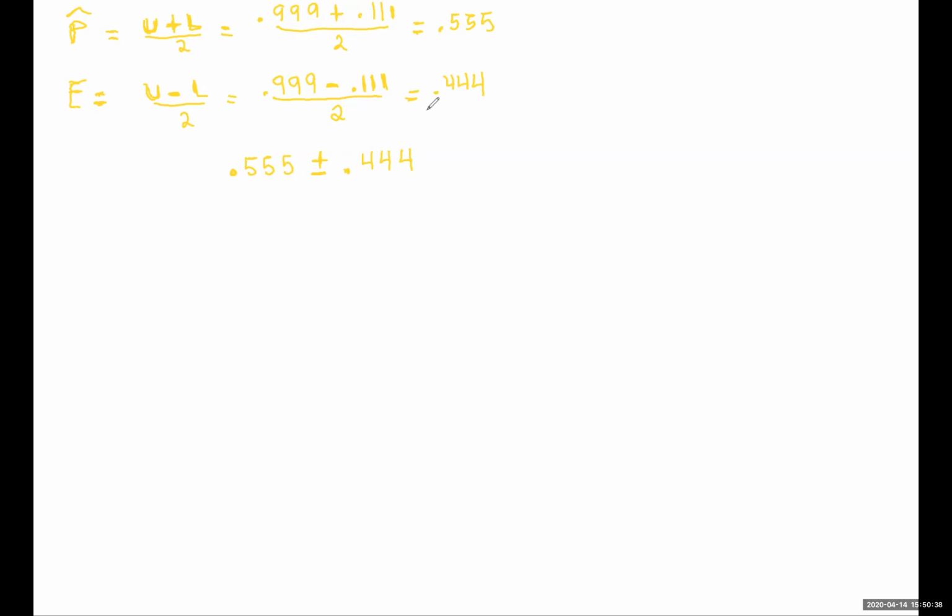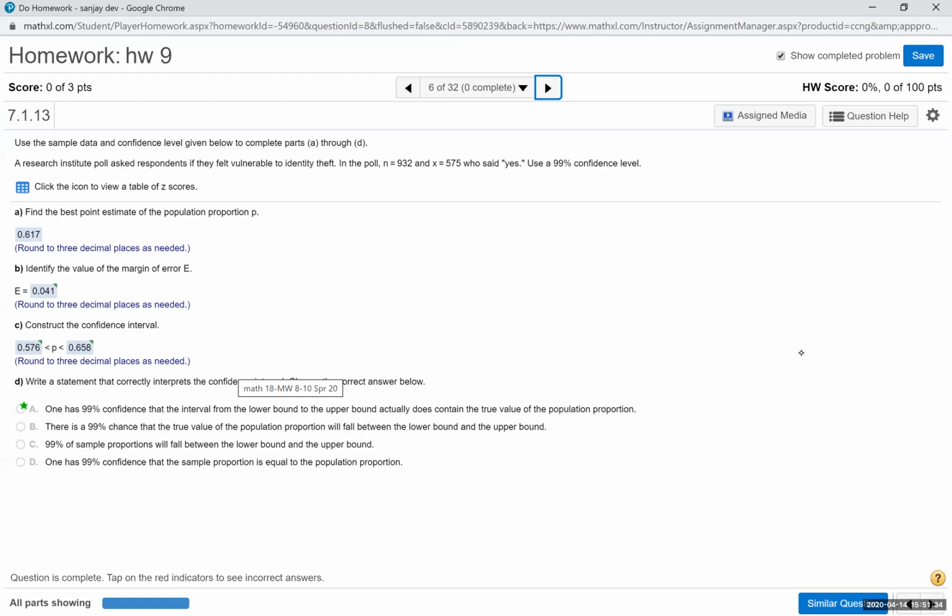Okay, so number 6 says use the sample data and confidence level given below to complete parts A through D. A research institute poll asked respondents if they felt vulnerable to identity theft. In the poll, N is 932, and X, 575, said yes. So that's what we know. Now, remember, this is not the entire population. It's a sample. So out of a sample of 932, 575 said yes, they felt vulnerable to identity theft.